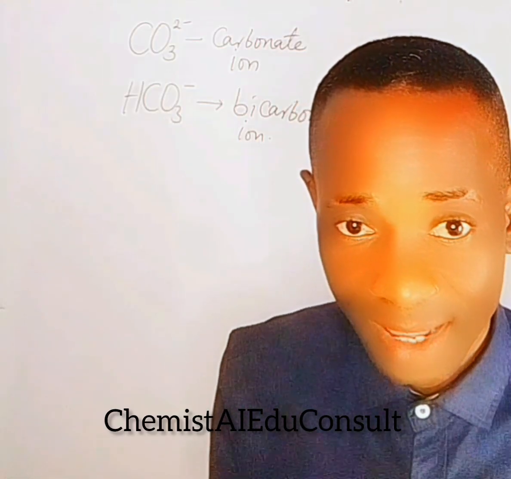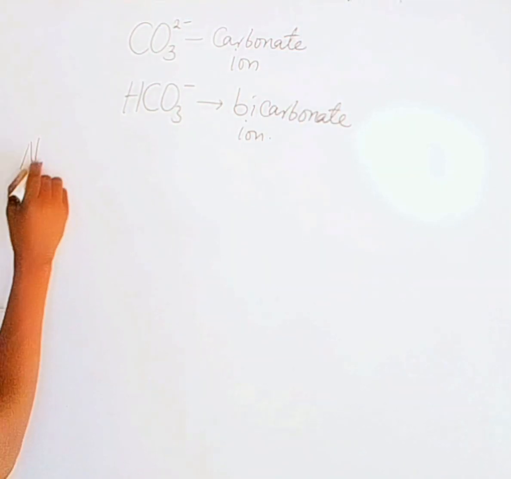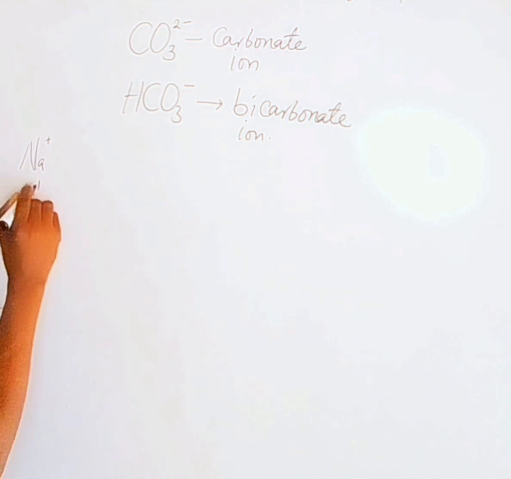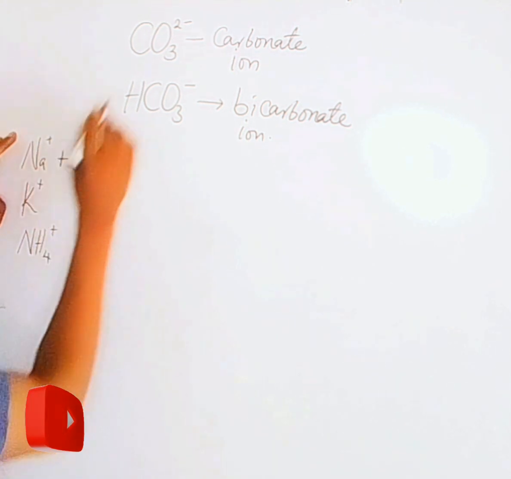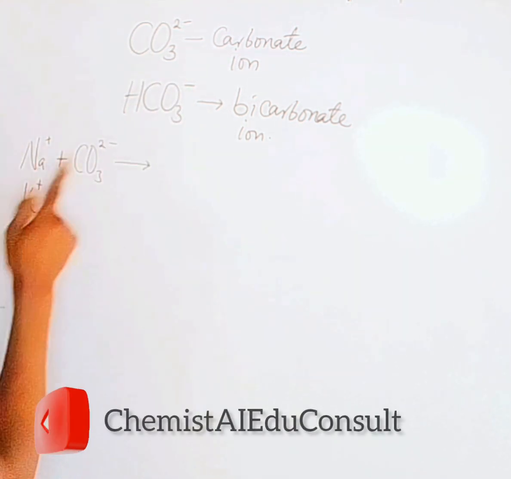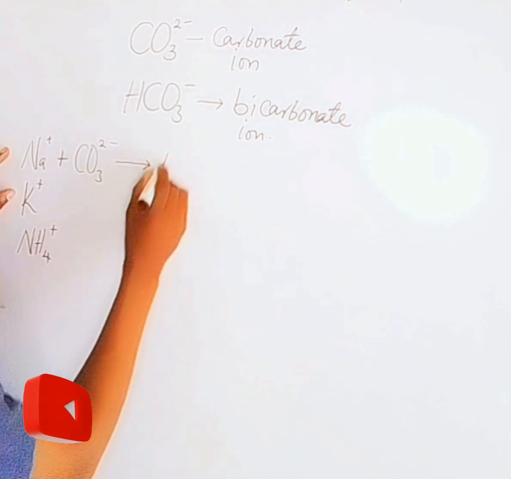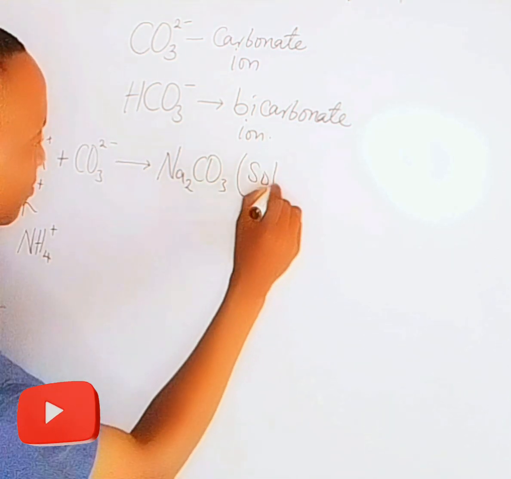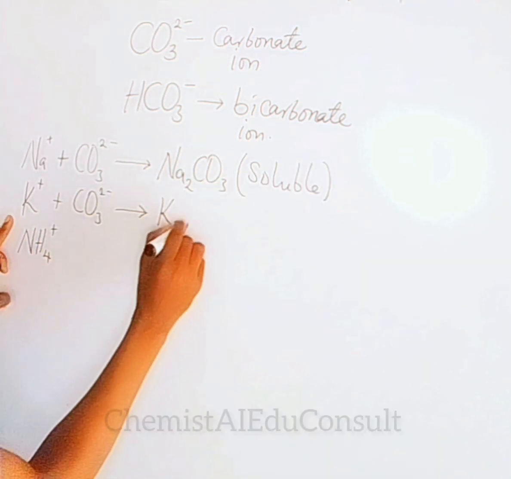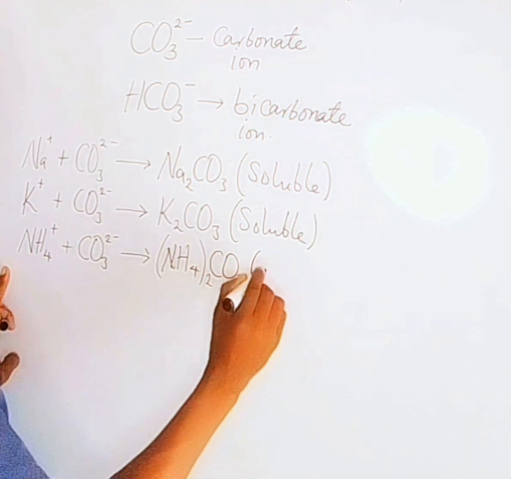All group 1A elements and ammonium ion form carbonates that are soluble in water. We have sodium ion, we have potassium ion, and so on and so forth. And we then have ammonium ion. When they interact with carbonates, now you exchange valency. This 2 is coming to sodium, 1 is going to carbonates. We have Na2CO3. This compound is soluble. Likewise, this potassium carbonate, soluble. Likewise, this ammonium carbonate, soluble.